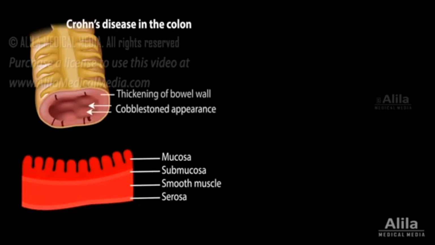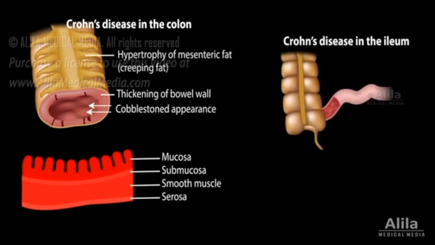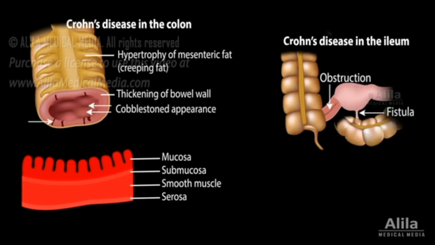Extensive inflammation may cause thickening of the bowel wall and hypertrophy of the mesenteric fat that wraps around the intestine. Intestinal wall thickening, together with scar formation, may block the flow of digestive content, leading to bowel obstruction. Ulcers can extend through the bowel wall and form tunnels called fistulas, which may connect to other loops of the intestine, to abdominal organs, muscles, and even skin. A fistula may become infected and form abscesses, which can be life-threatening if not treated.